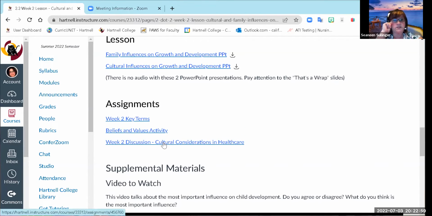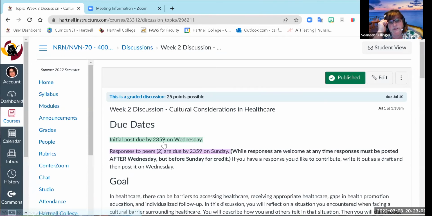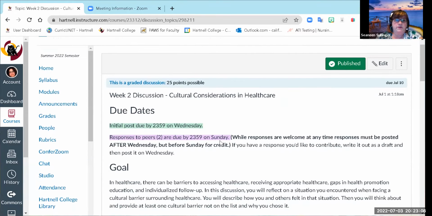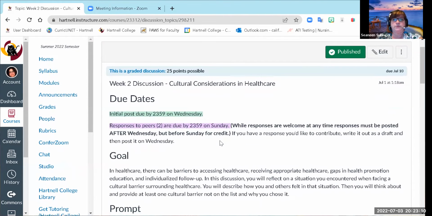And then let's look at the week 2 discussion, cultural considerations. So remember that your initial post is due by Wednesday at midnight, and then the replies, responses to 2 classmates, 2 peers, are due on Sunday. You need to wait until after Wednesday at midnight to respond to your peers. The reason that I do that is so that all students have an opportunity to get their initial post in, and then have other students respond to it.